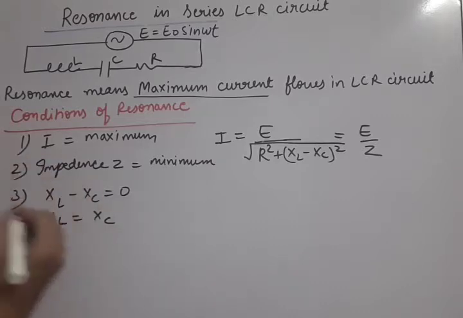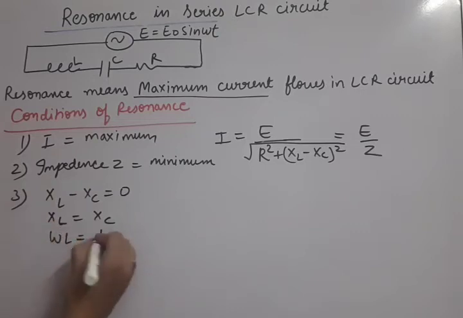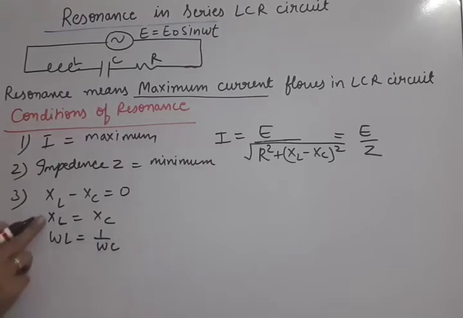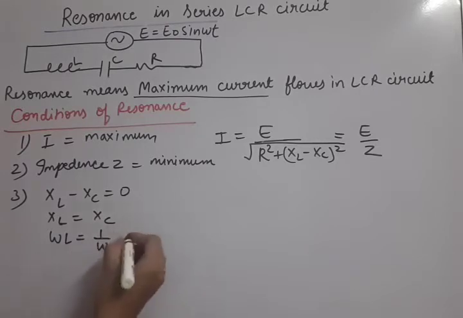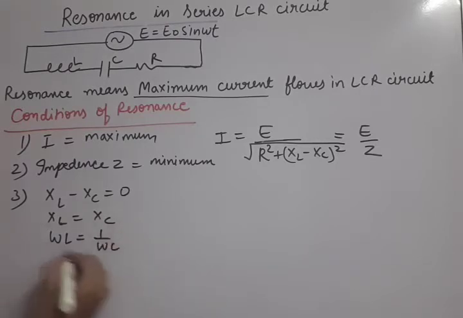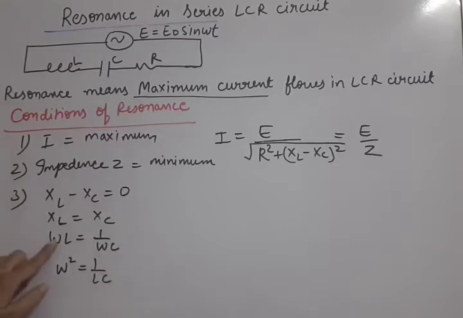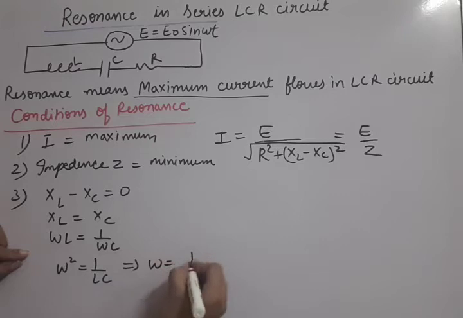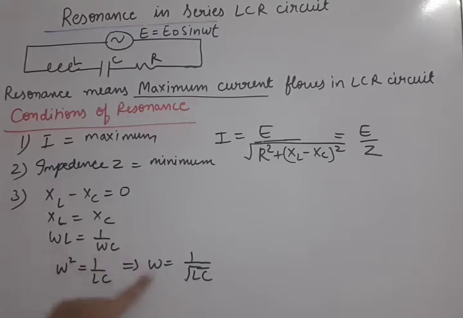Now let us write their formulas. XL is omega L and XC is 1 upon omega C. You already know this: this is the reactance of the inductor circuit, and this is the reactance of the capacitor circuit. Now from this we can get omega square equal to 1 by LC. Omega is shifted there, L is shifted down. So finally, omega is 1 upon root LC, because we have taken the square root.